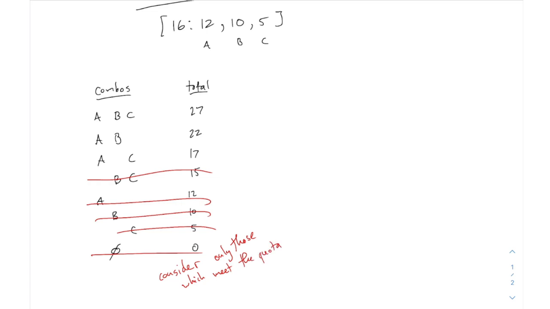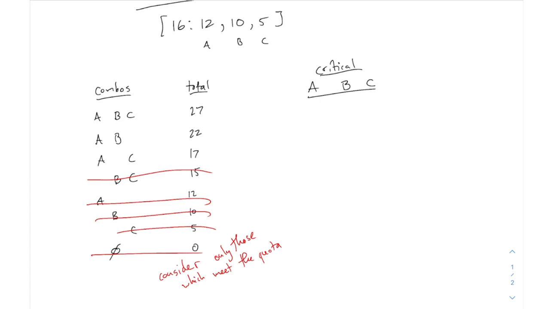All right, and then in each row which actually meets the quota, we determine which ones are the critical voters. And in each of these rows, one or more of them could be critical. Sometimes they're all critical.